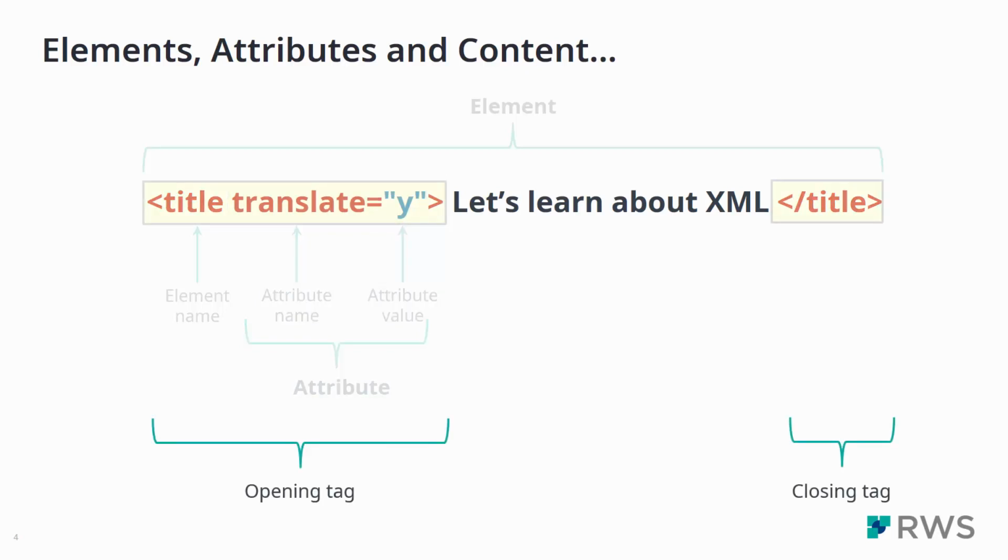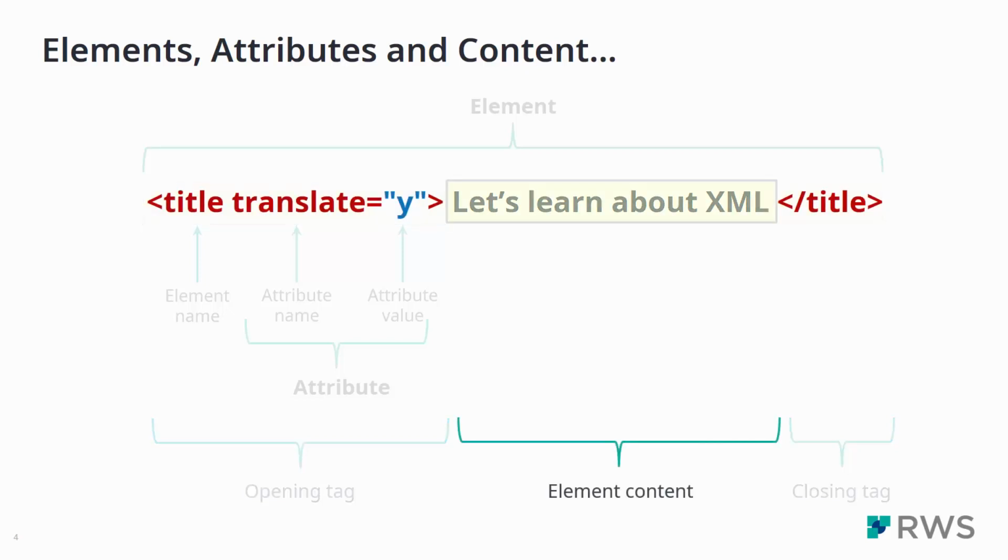It also has an opening tag and a closing tag. So we can see the opening tag on the left and the closing tag at the end of that element. And in the middle we have the element content. And that's normally the material that we have to translate, that element content. So that's what it's made up of.